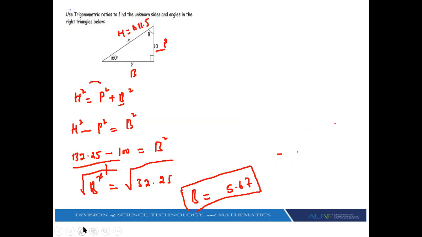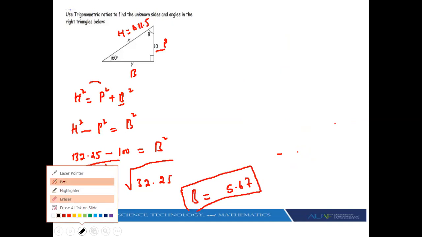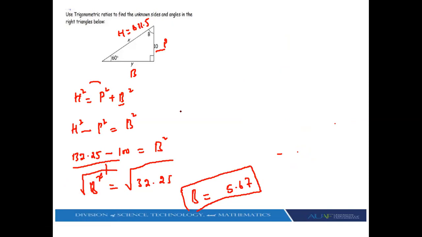We know that in a right angle triangle, sum of all angles, like if we have three angles, alpha plus beta plus gamma equal to what? 360 degree. Sorry, 180 degree. Sum of all angles in a triangle equal to 180 degree.